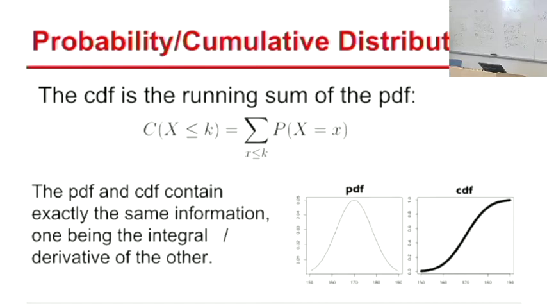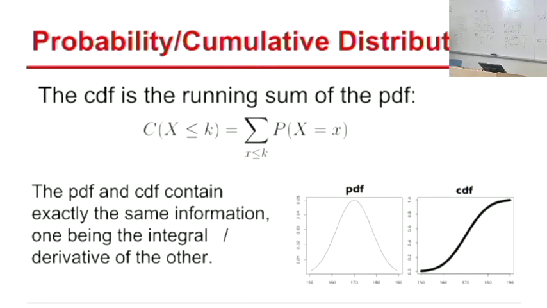Let's say I give you the PDF. Can you compute the CDF? How do you compute the CDF? You compute the running sum as you go along there, right? Now, suppose I give you the CDF. Can you compute the PDF?